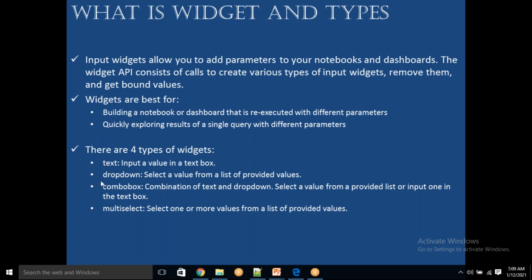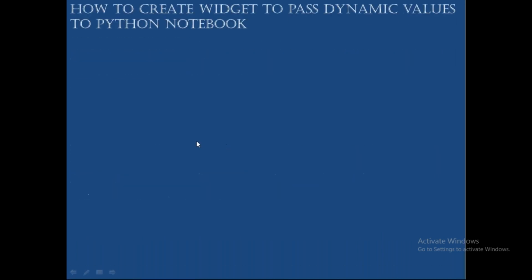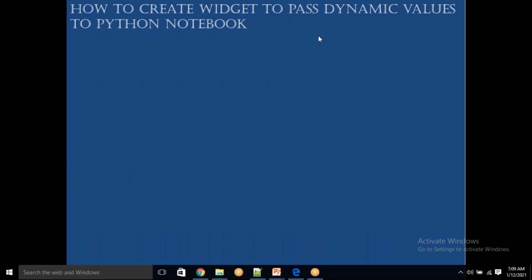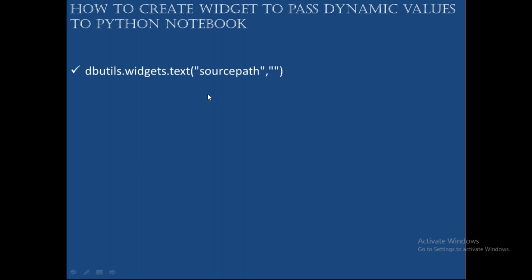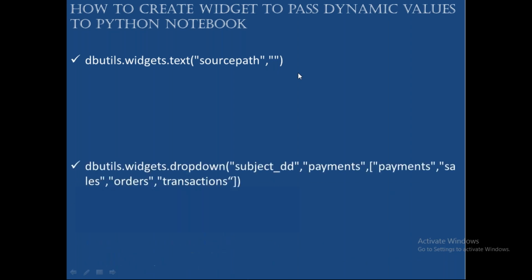But I will show you examples of how you can use them if you have any requirement. Next, how to create widgets to pass dynamic values to a Python notebook. You see dbutils.widgets.text, source path. If you want to give a default path, you can give it here. If you don't have a default path, you just leave it as it is.